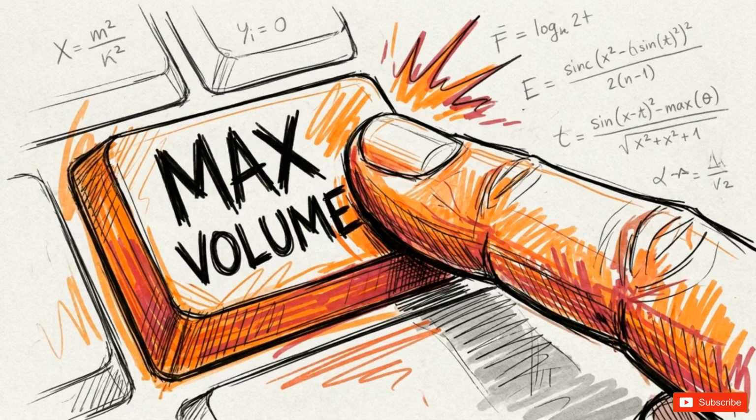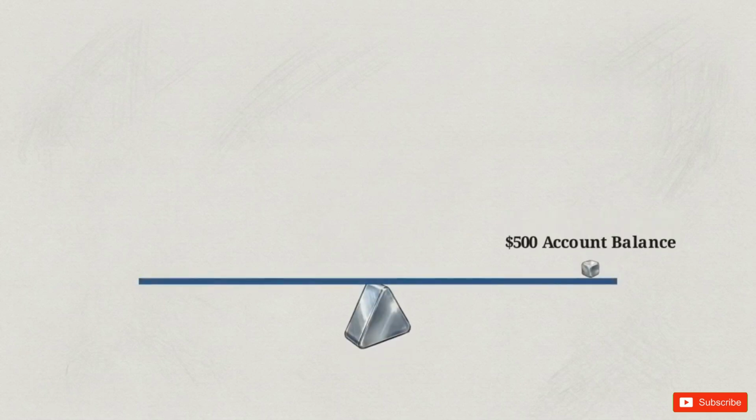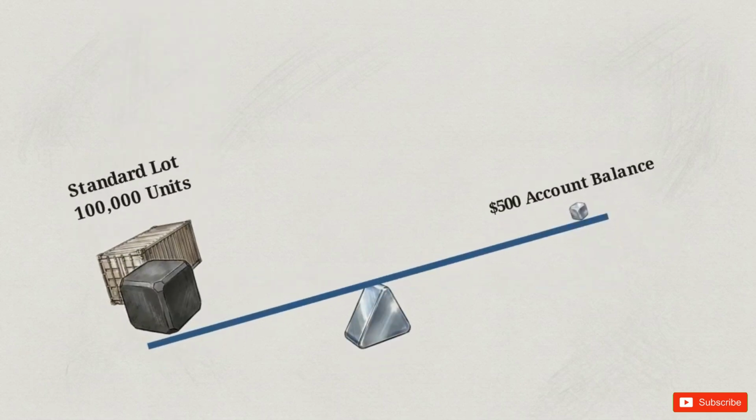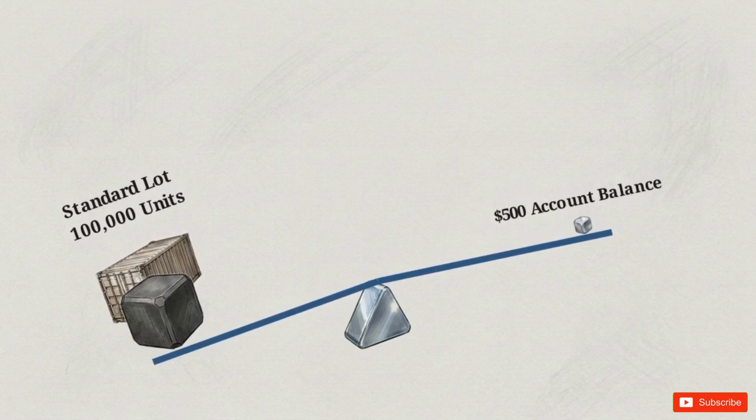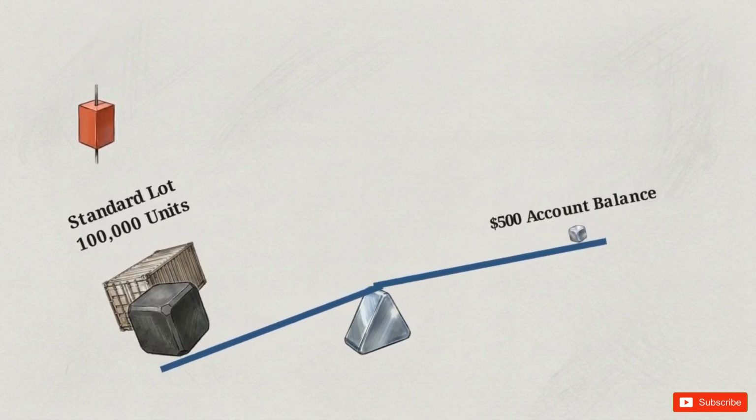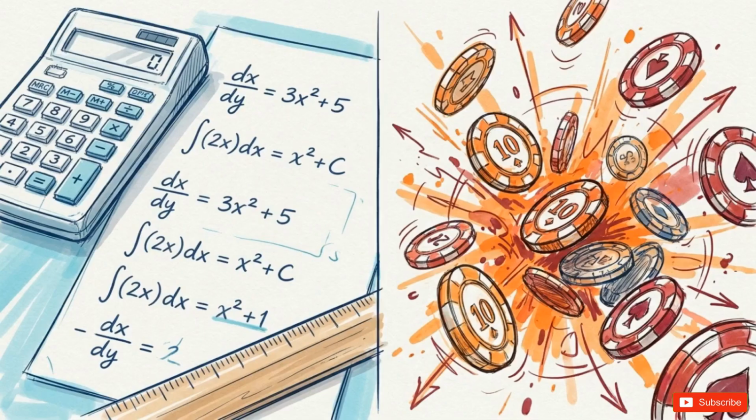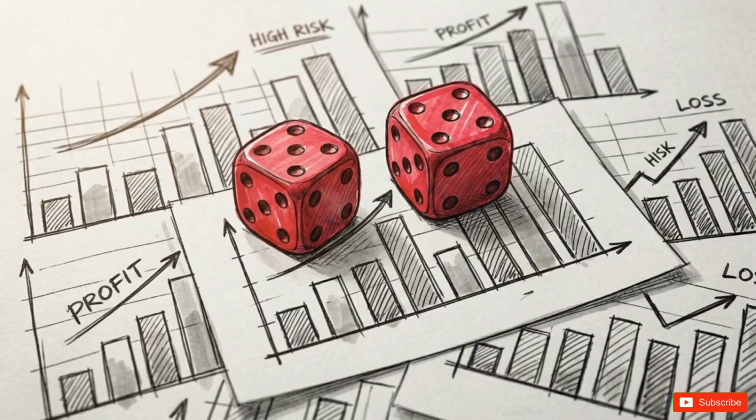ignoring the underlying mathematics. This visual represents over-leveraging. If you place a heavy 100,000 unit standard lot onto a tiny $500 account balance, the structure cannot support the weight. The slightest downward breeze in the market will snap the fulcrum and wipe out your entire account. Entering the market without a strict mathematical system for determining your volume means you are guessing. It shifts your activity away from tactical market strategy and directly into blind gambling.